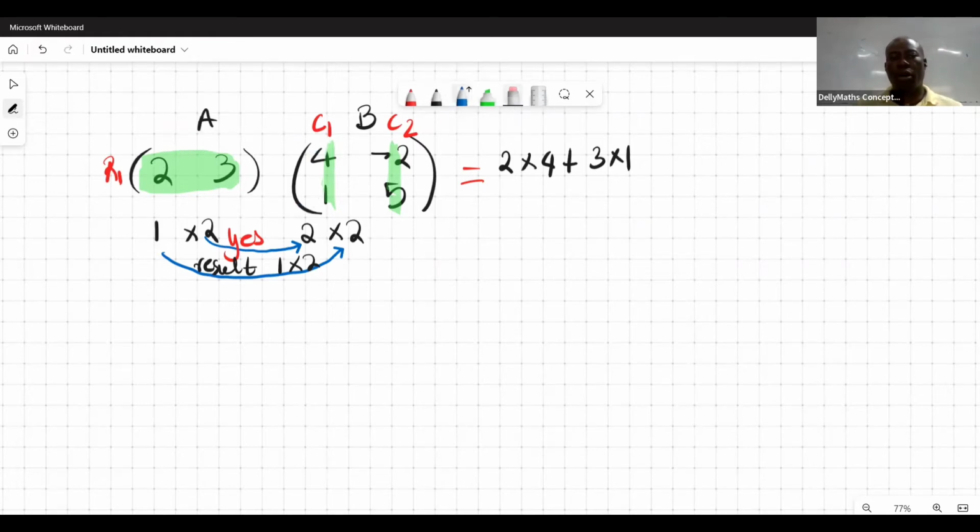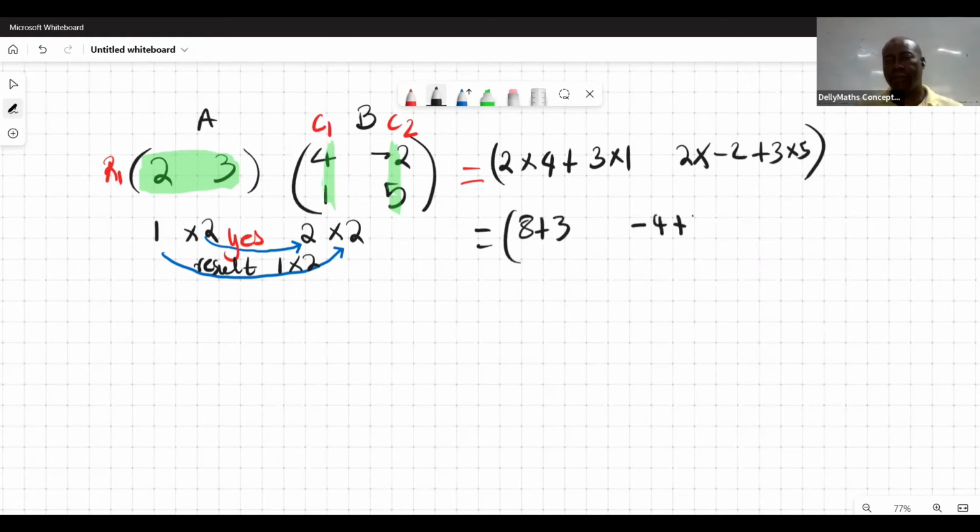Then we're going to move across to the next column with the same row from matrix A. 2 times negative 2, then 3 times 5. So we're going across. So it's going to be 2 times negative 2 plus 3 times 5. Let's put this together. This is 8 plus 3, and then we have negative 4 plus 15. This is 11, and this is also 11.